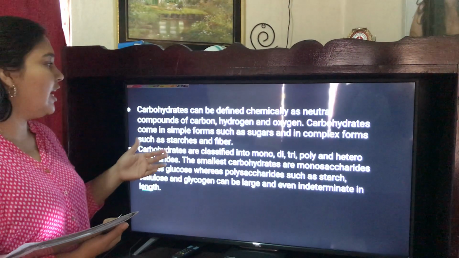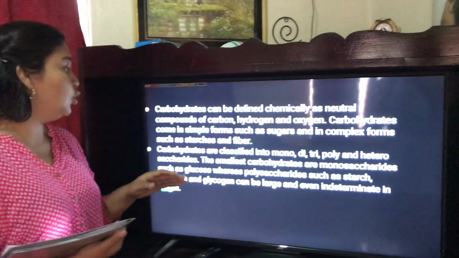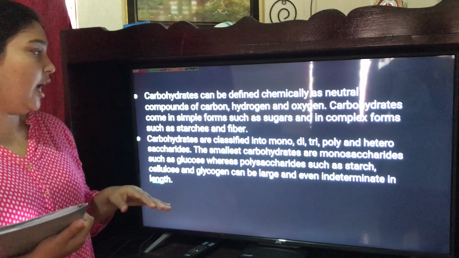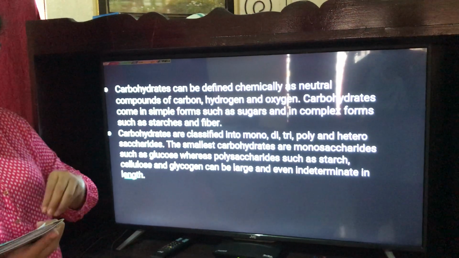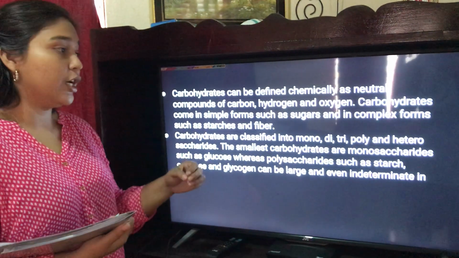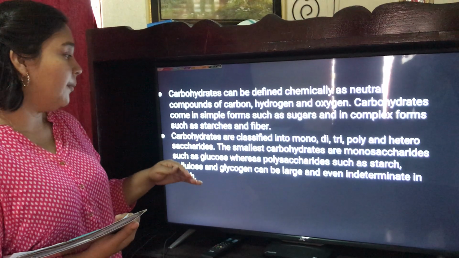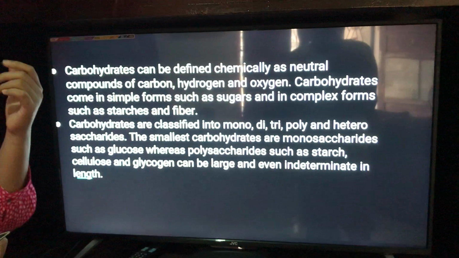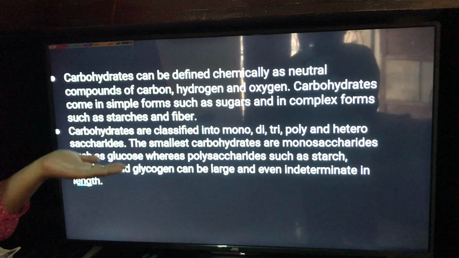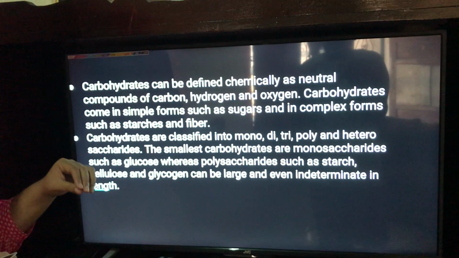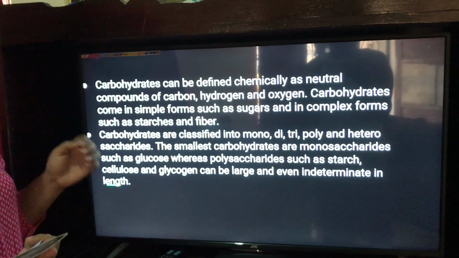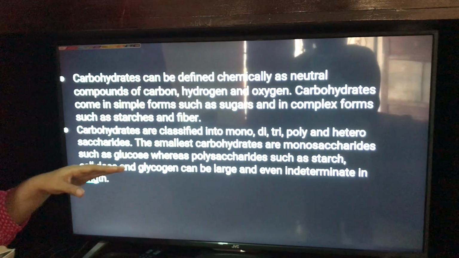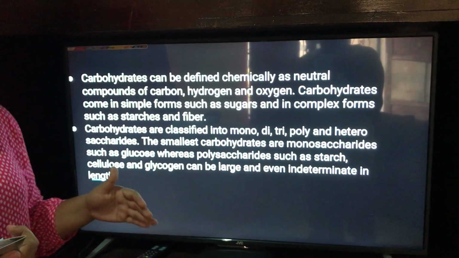Carbohydrates can be defined chemically as neutral compounds that include carbon, hydrogen, and oxygen. Carbohydrates can come in simple forms and complex forms. The simple forms include sugars, and complex forms are presented as starches and fibers. Carbohydrates can also be classified into mono-, di-, tri-, poly-, and oligosaccharides. The smallest carbohydrates are monosaccharides such as glucose, whereas polysaccharides such as starches and cellulose are large, and when you talk about the length, it can be indeterminate.